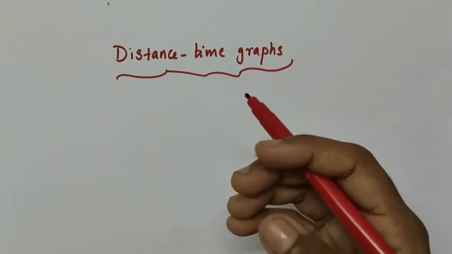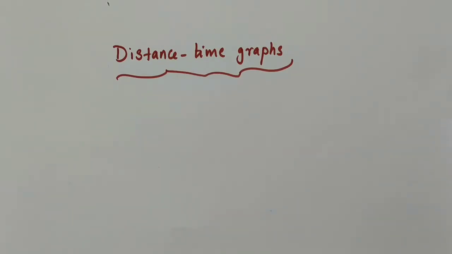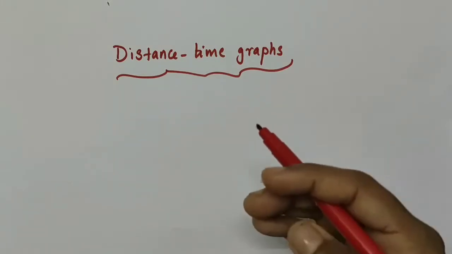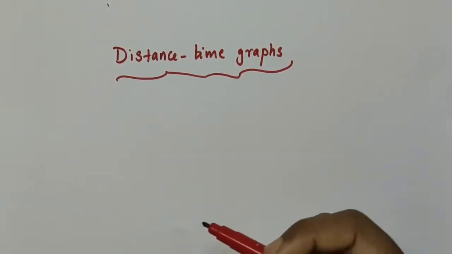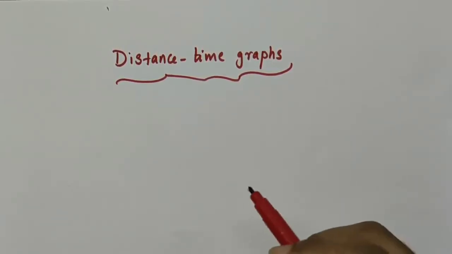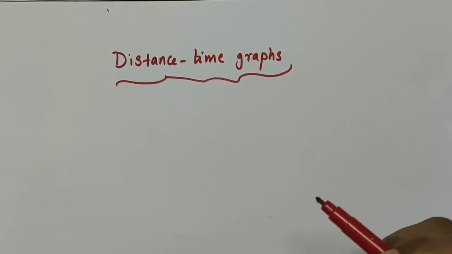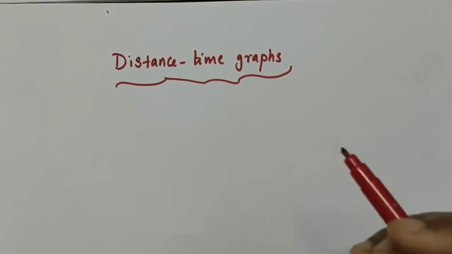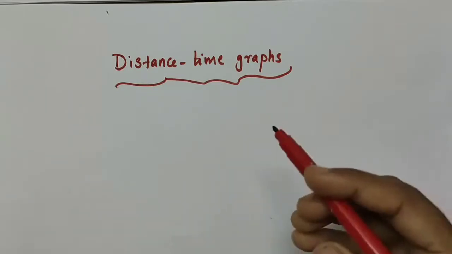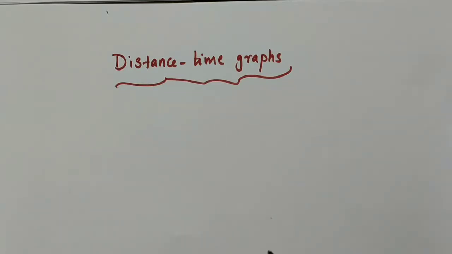What is actually a distance time graph? While we draw a distance time graph, we will take the distance values along one axis and the time values along the other axis. And we will get a graph by joining the points. Now let's see how to plot a distance time graph of an object moving with uniform speed and the nature of the graph.